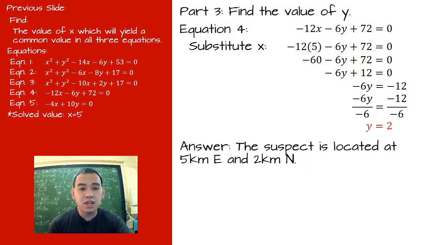Putting everything together, the location of our suspect is 5 kilometers east because we have a positive x value and 2 kilometers north for the same reason.